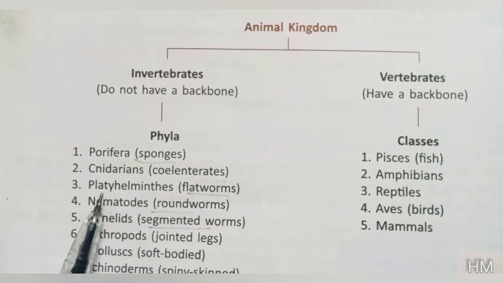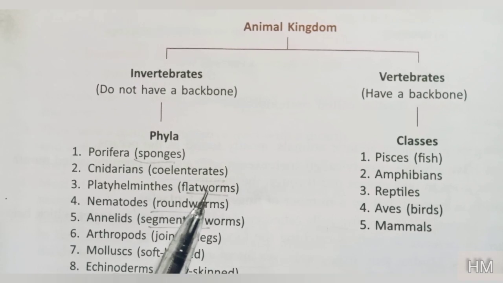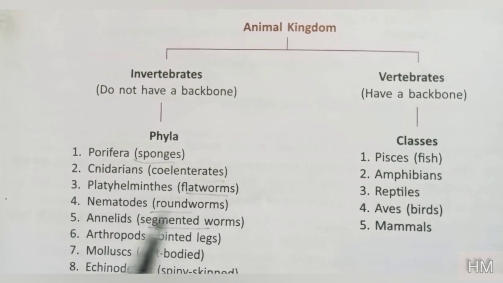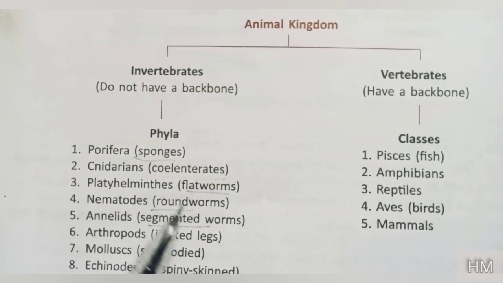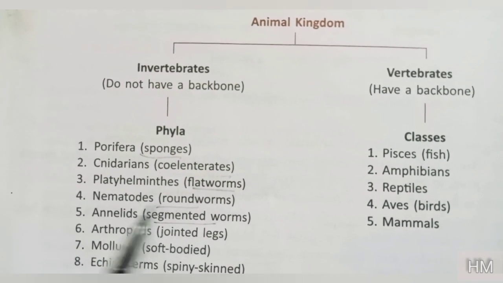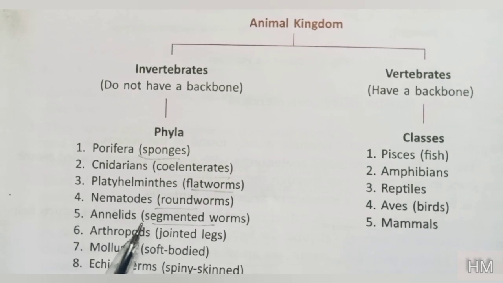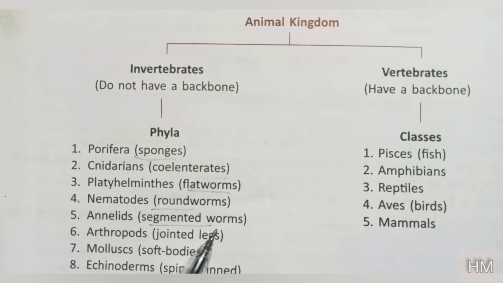When you think about Platyhelminthes, remember platy, that is flat. Flatworms, all the flatworms come under Platyhelminthes. Nematodes are also called Aschelminthes, which are all the roundworms, that is your Ascariasis. Pinworms come under nematodes. Annelids are the phyla which consist of the segmented worms, that is your earthworm.